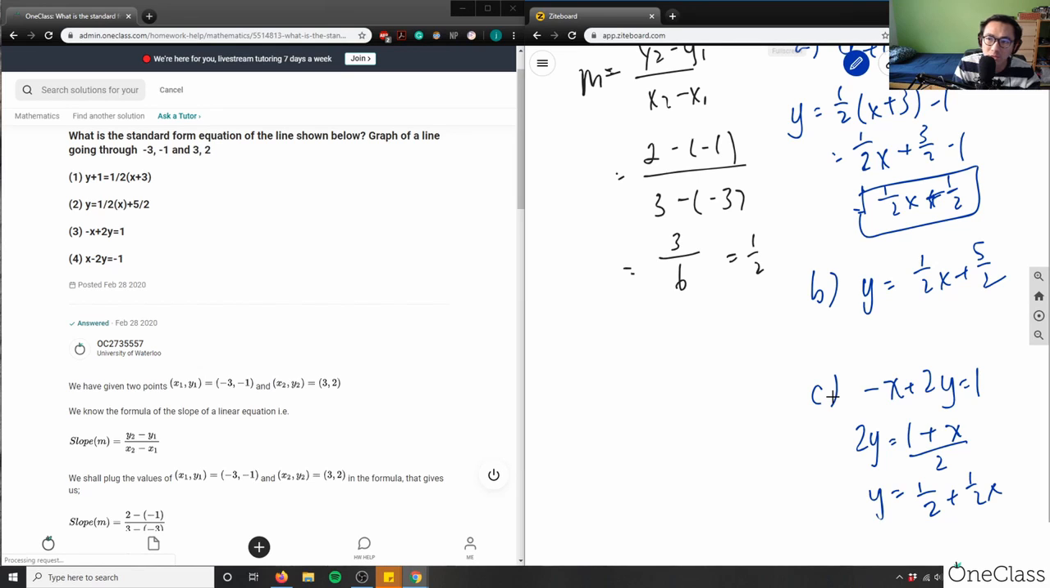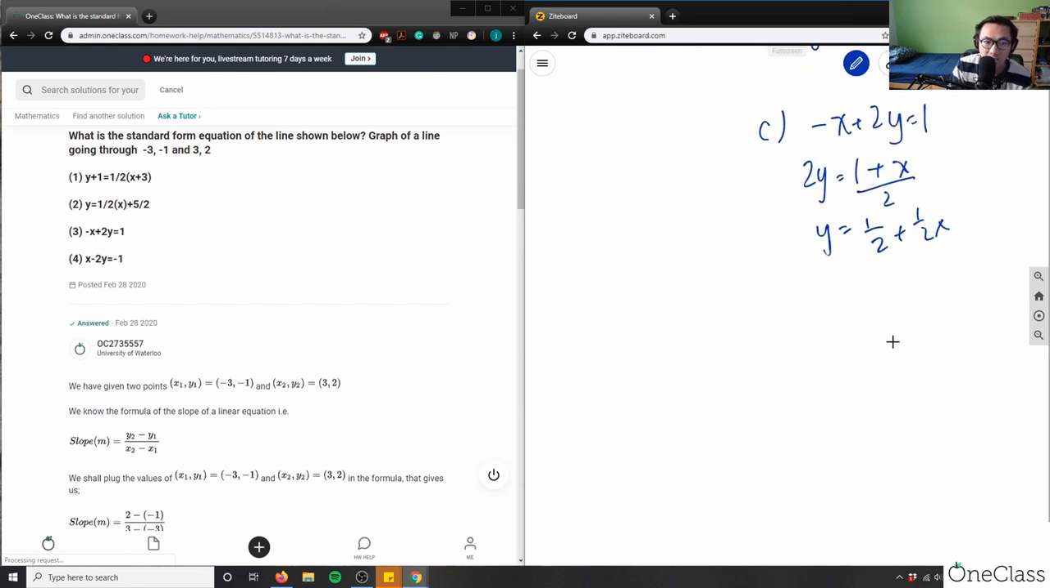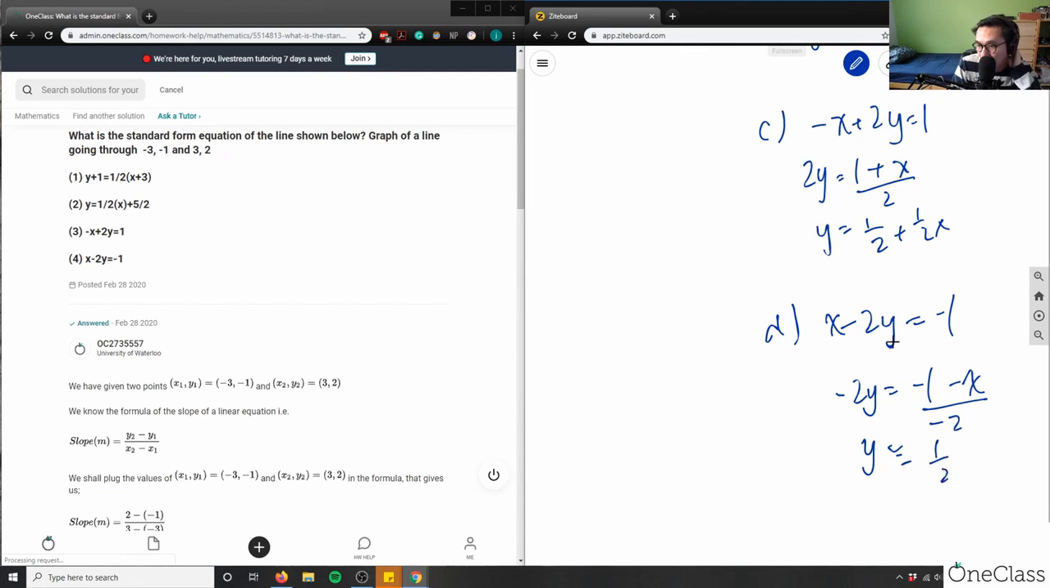Because I got the same solution here. Anyways, that's kind of weird. And then let's look at D: x minus 2y equals -1. Again, I'm isolating for y. So I have -2y equals -1 minus x, subtracting x from both sides. And then I would divide everything by -2. So if it's divided by -2, I would get a half, plus half x. Again, these two are also the same, so this is kind of odd here.